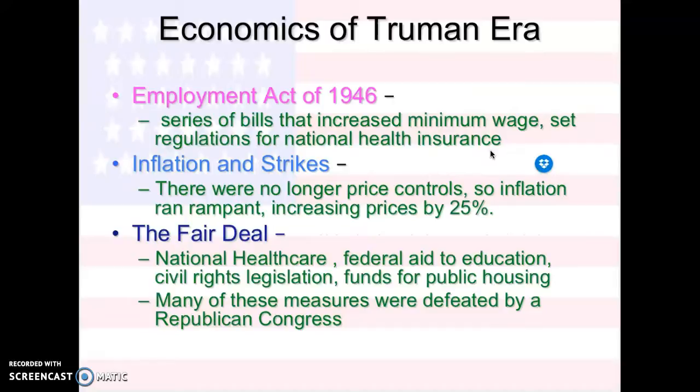Some economics of the Truman era, some things that he did. The Employment Act of 1946 was a series of bills that increased minimum wage and set regulations for national health insurance, and there were also many inflations and strikes. Truman wanted price controls, but the Republican Congress did not, so they got rid of wartime price controls, and this made prices go up by 25%. Also, sort of in line with the New Deal, Truman did the Fair Deal, which focused on national health care and federal aid to education, just a few of those, and many of these were defeated. They were not passed because Truman and Congress did not get along.